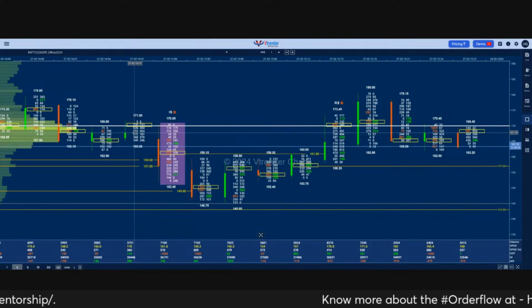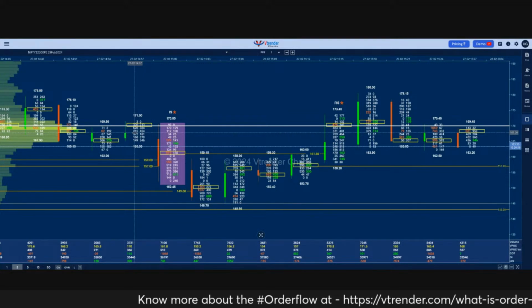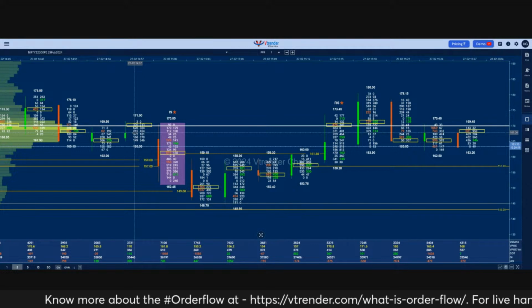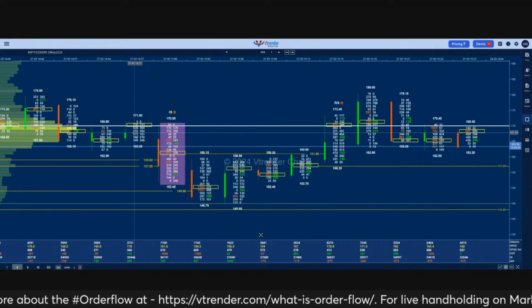So I'll just quickly take questions about this before I show you the call option chart of today, 22,200, and we'll do a quick review of the probable trades.